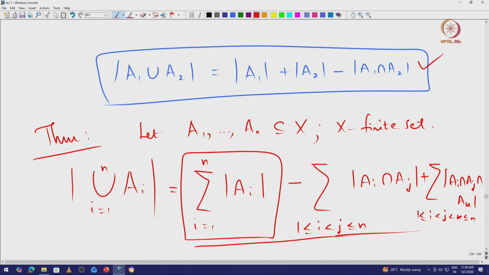counted more times the elements that are in the intersection of four sets. So, that should again be subtracted back. So, then this process continues. So, this is what is called the principle of inclusion and exclusion. So, let us make the precise statement and then prove it.